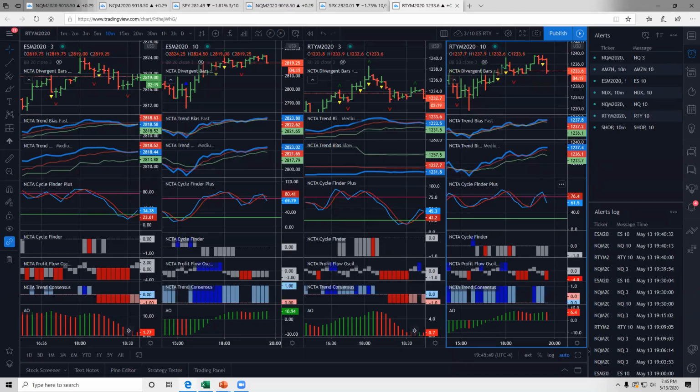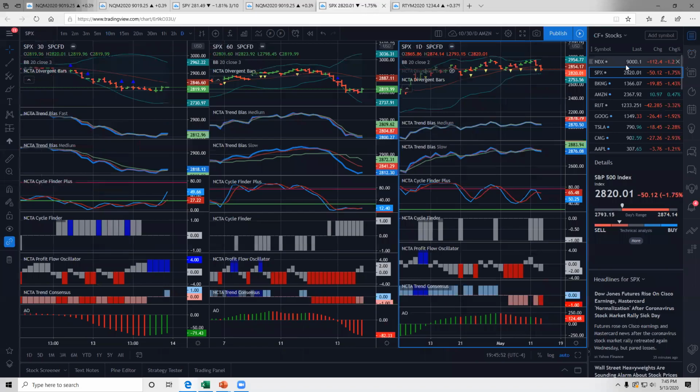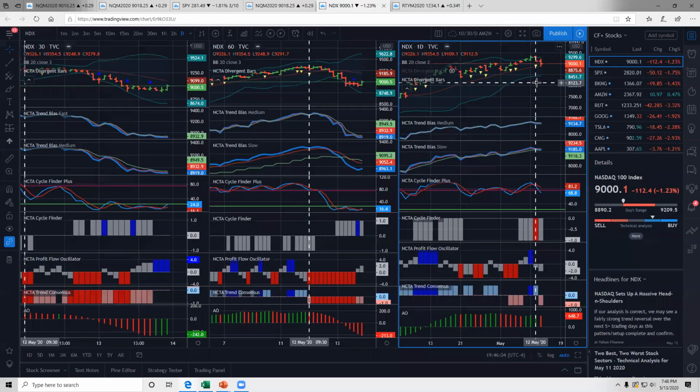Robert, your divergent bar is on daily chart NDX or SPX example. I'm not sure what your question is, Robert. We're showing them right now. I was showing the daily chart. There was a divergent bar on the SPX daily. And there was a divergent bar yesterday on the NDX daily. Yeah, thank you, Craig. Appreciate that.